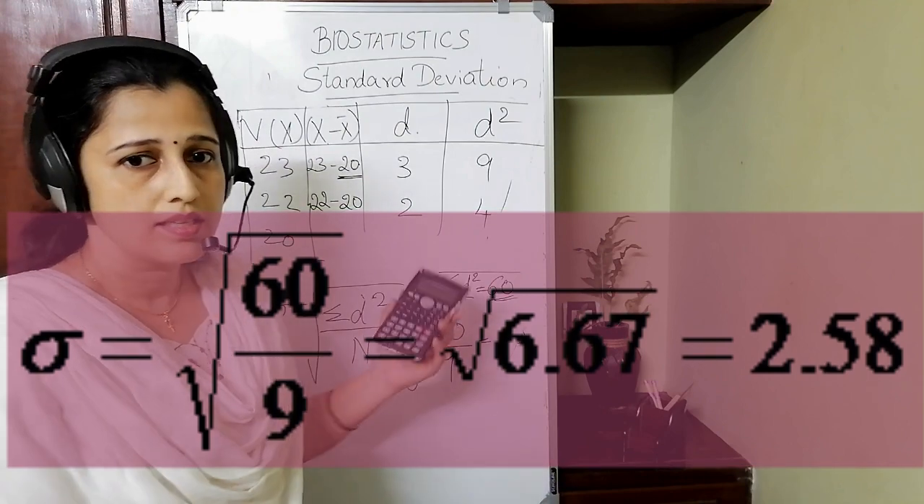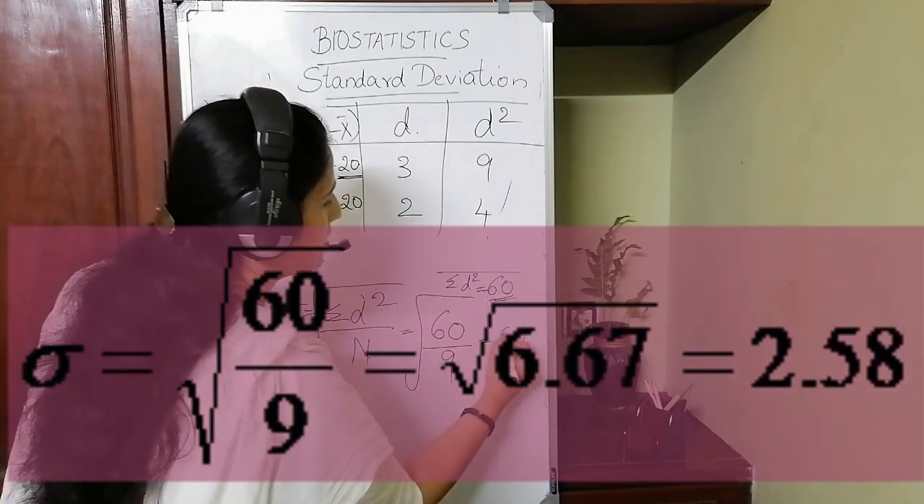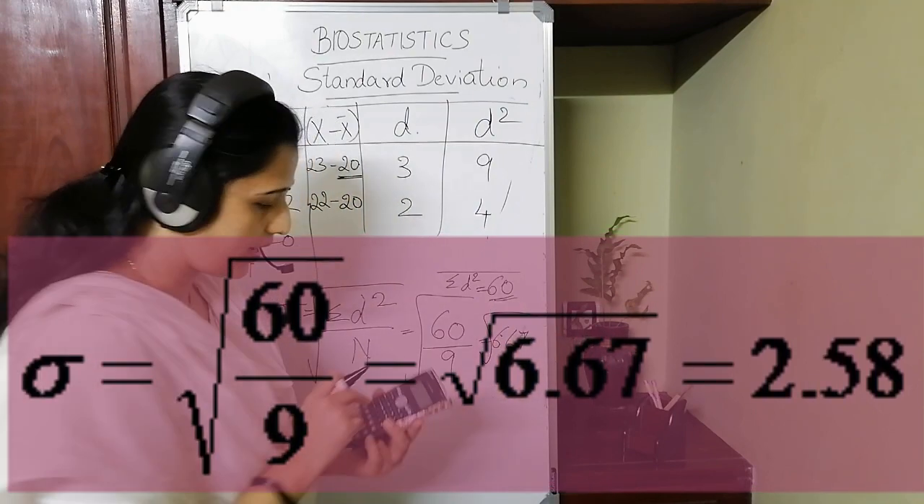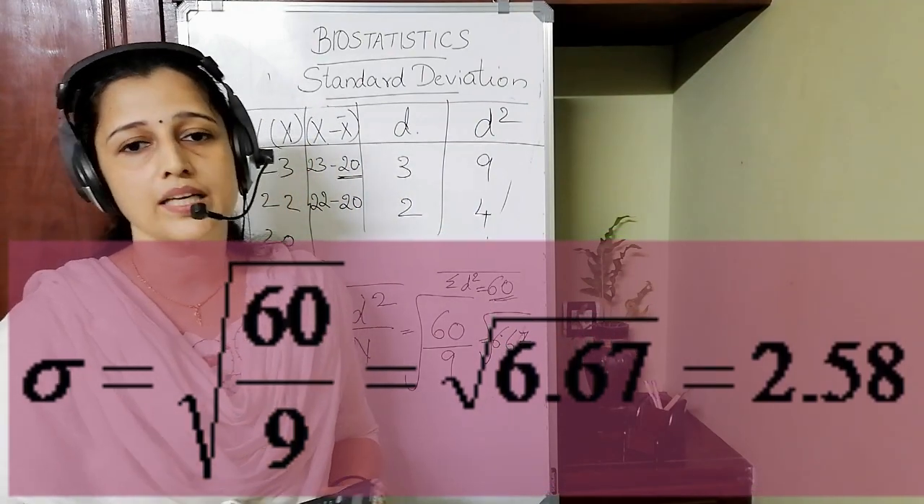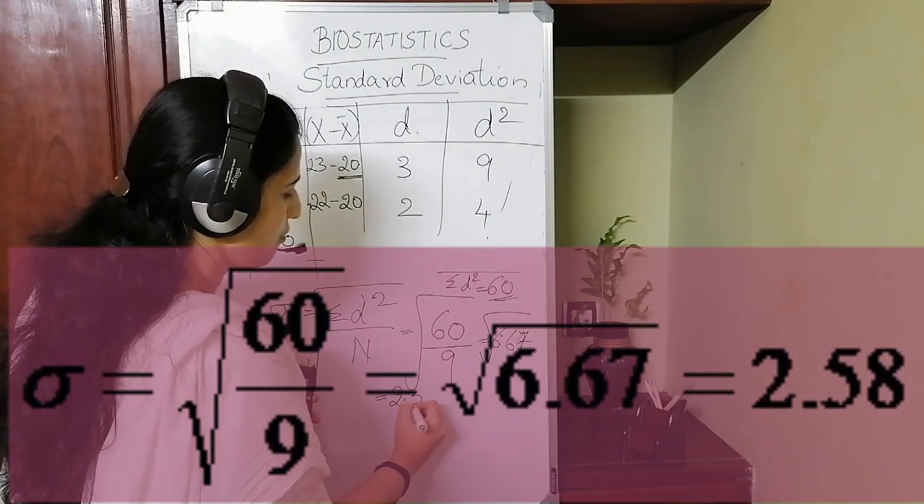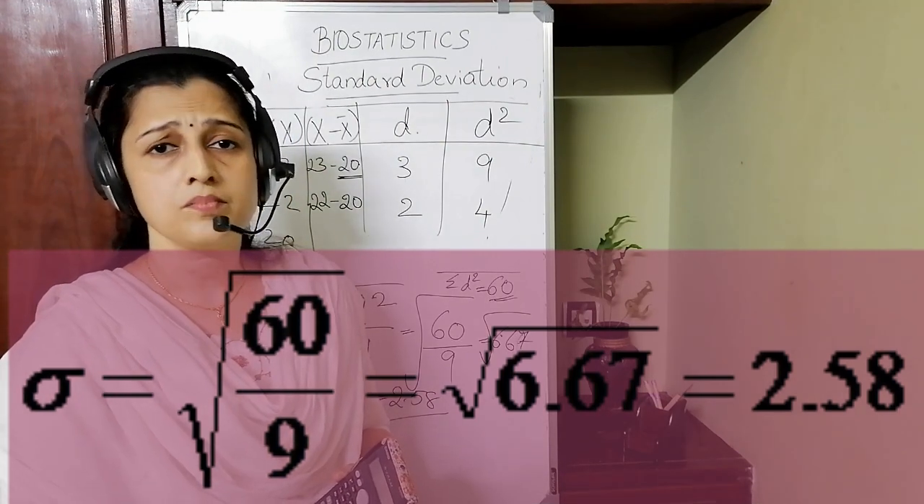And in this question, 60 divided by 9 is equal to 6.67. So the square root of 6.67 is equal to 2.58. That is the answer.